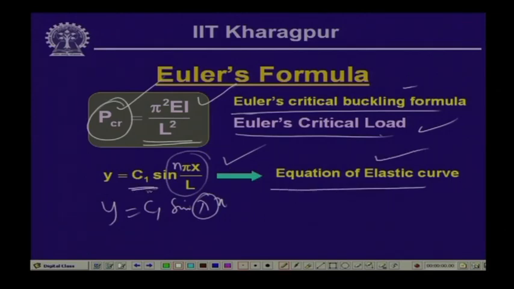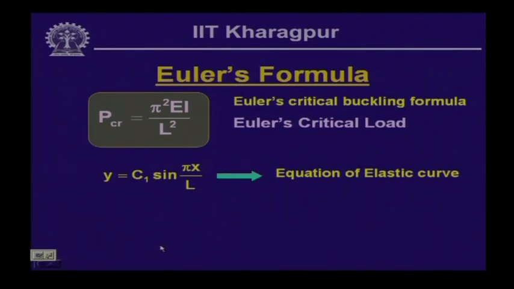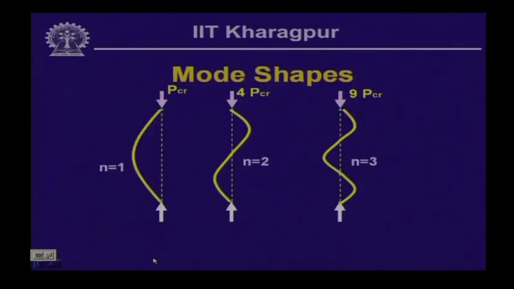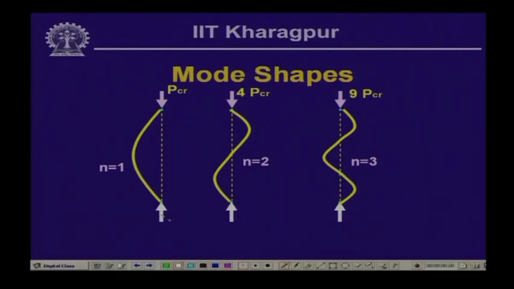Now, since C1 is not determined uniquely, naturally the value of the deformation which we get is not uniquely defined, and so we can have an arbitrary value or arbitrary shape of the deformation, and this is the deformation shown over here. You see, when n equals 1, this is the way the member is going to deform, and you have the corresponding load as the critical load.